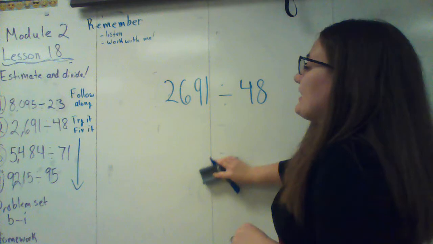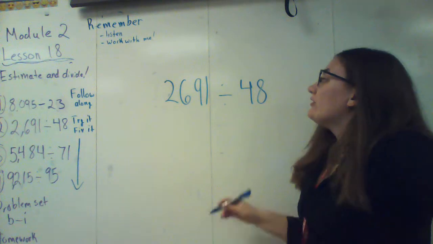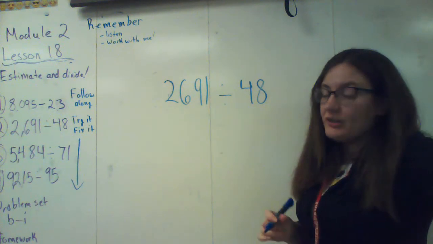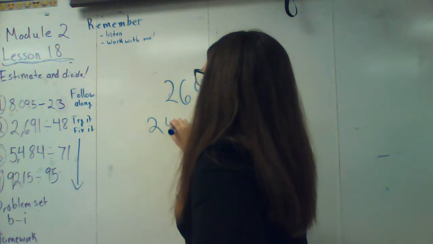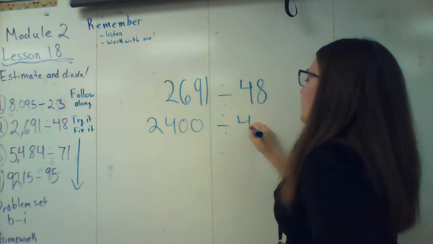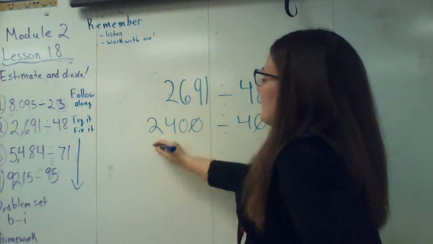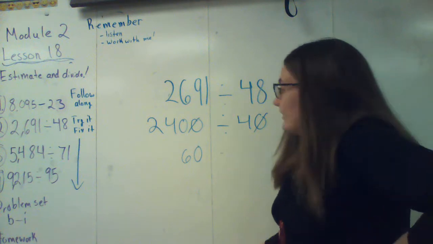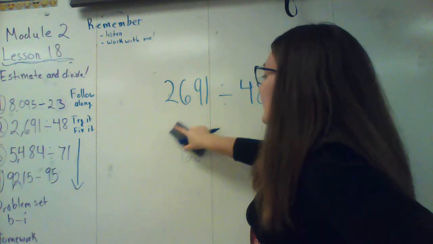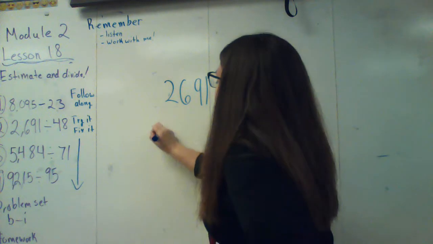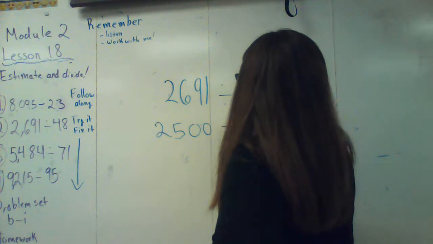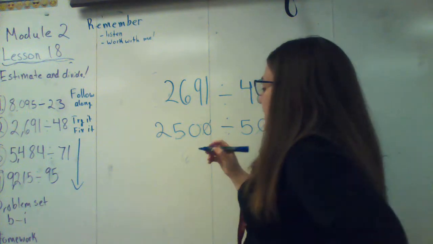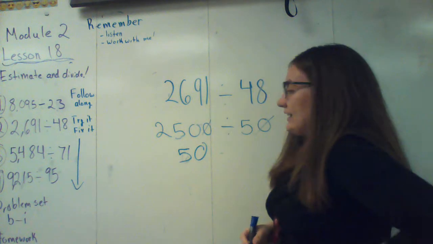Some other options I could think of: what are factors of maybe 4? I know that a multiple of 4 close to 26 would be 24, so I could also do 2,400 divided by 40, cross off those zeros, and then 24 divided by 4 is 6, and add that 0. So you could have done it like that. Another way you could have done it is 2,500 divided by 50, cross off the zeros, 25 divided by 5 is 5, and then I add that 0.